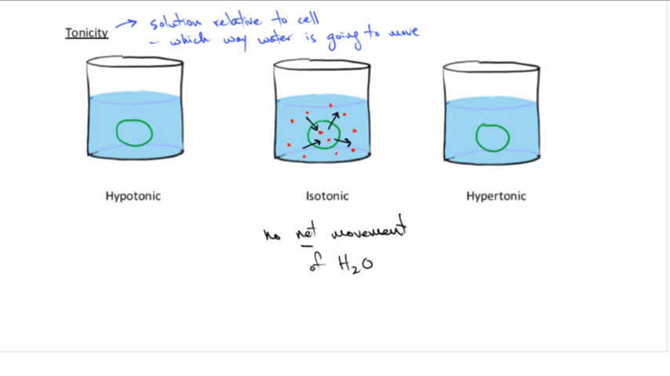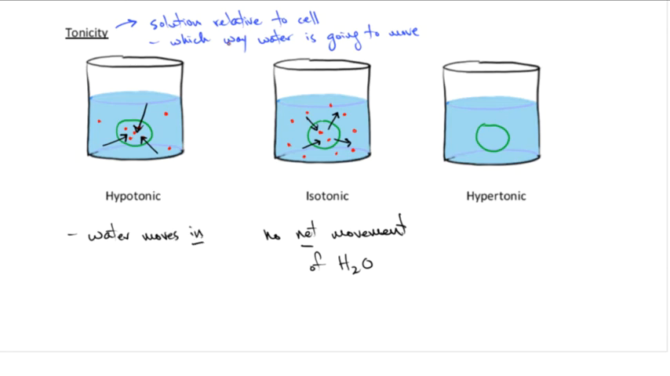In contrast, in a hypotonic solution, we have more of these non-penetrating solutes inside the cell than we do outside. And so as a result, in order to try and equalize the concentration, water is going to move in by osmosis because the solute can't move. We have, in a hypotonic solution, a net movement of water moving into the cell.